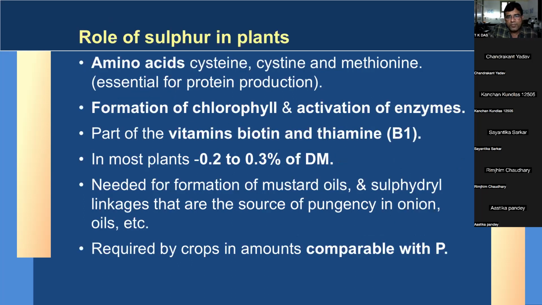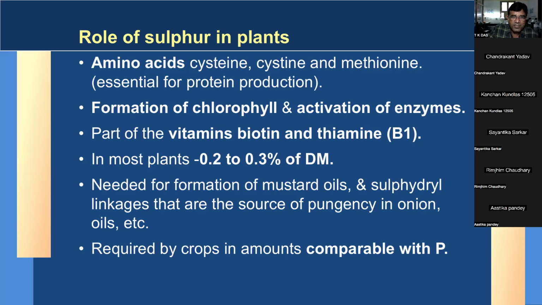Now, the role of sulfur in plants. Definitely it is part of certain essential amino acids, cysteine and methionine. So these are the sulfur-containing amino acids essential for protein production. How many amino acids are essential for human nutrition?